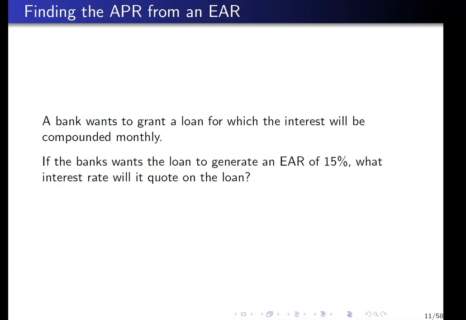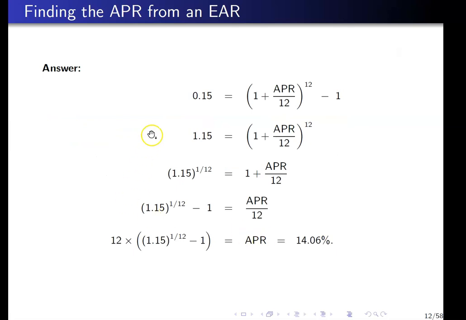So you want 15% to be equal to 1 plus the APR divided by 12, to the power 12, minus 1. So we need to solve for APR. That gives us an APR of 14.06%. So if the goal is 15% as an EAR, the APR has to be slightly below 15. So if compounding is greater than once during a year, the APR is always smaller than the EAR.